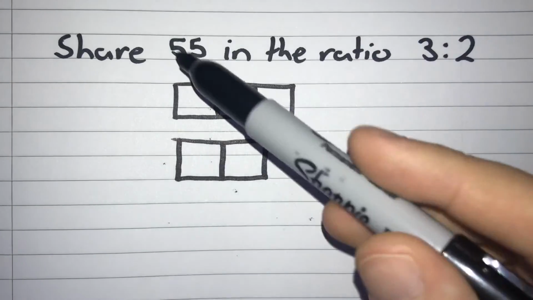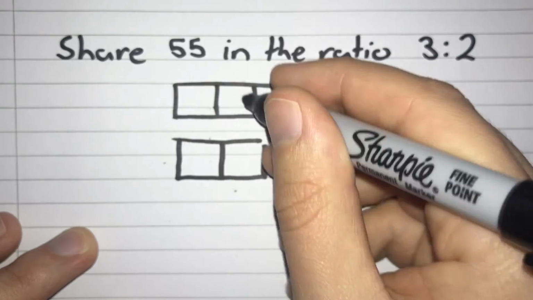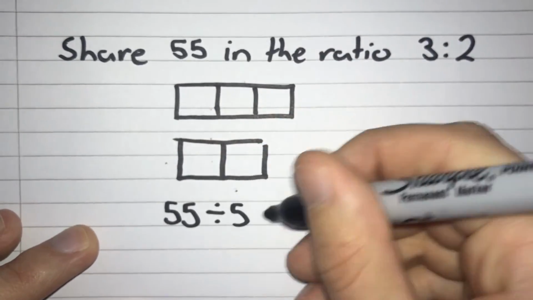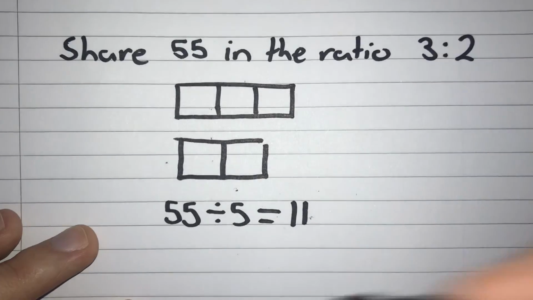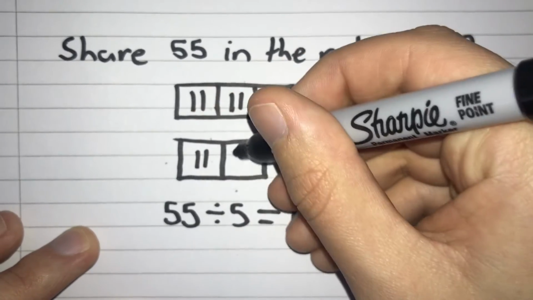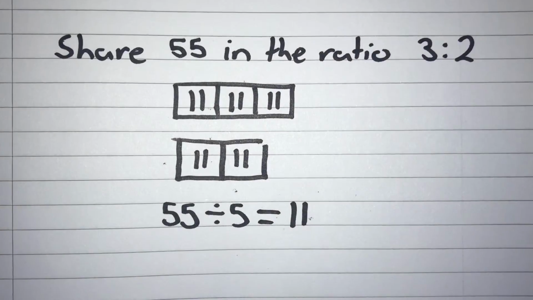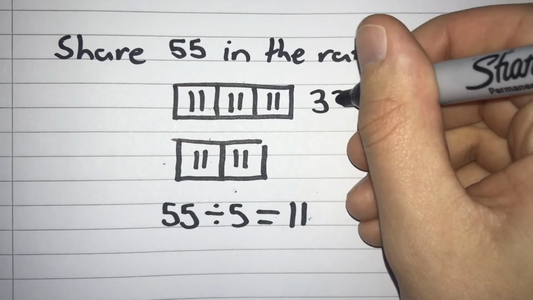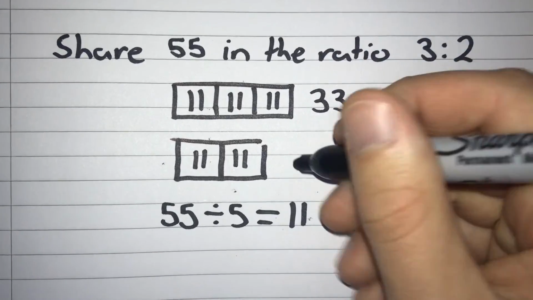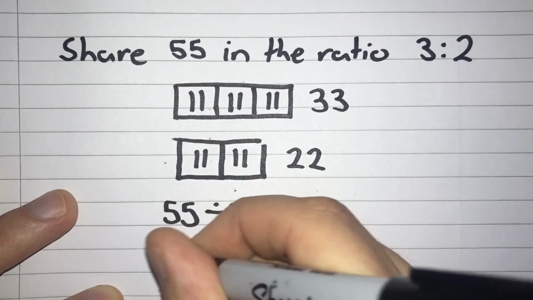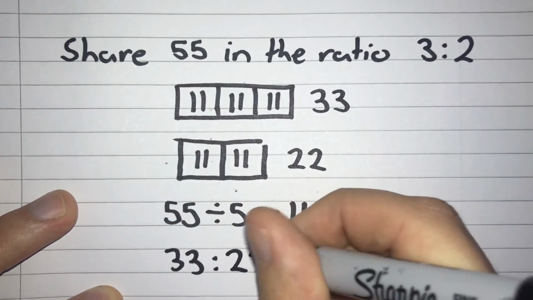So we need to divide this 55 by 5 to work out what's going to be in each of these boxes. So 55 divided by 5, well, that gives us 11. So each one of these little boxes is going to be worth 11. So now this first box, well, that's 3 lots of 11, so it's going to be 33. The second box is 2 lots of 11, which would give us 22. So our answer, putting it back into this ratio form, would be 33 to 22.